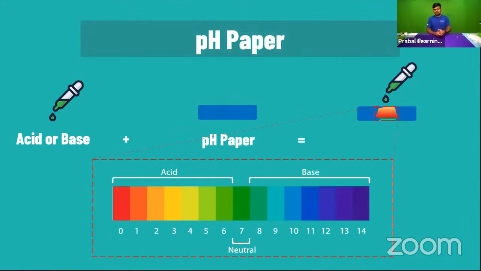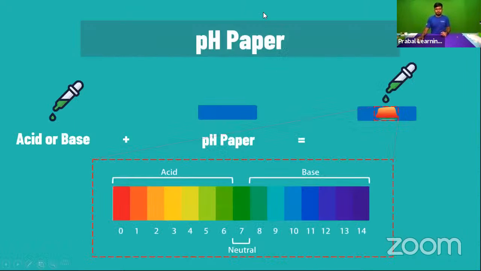Acids and bases react with pH paper to give different shades of colors. Depending on what color they give, we can classify them as acid or base. These numbers represent the pH of the solution. From 0 to 6 pH, we classify those liquids as acids, and 8 to 14, they are classified as bases. In the middle, we have neutral, which has a pH of 7.